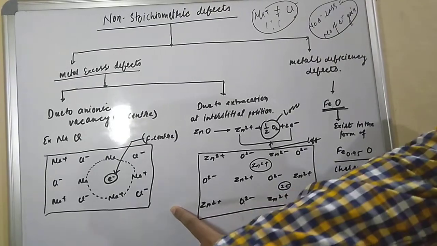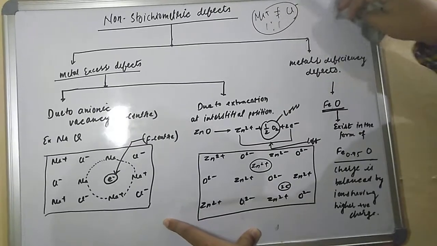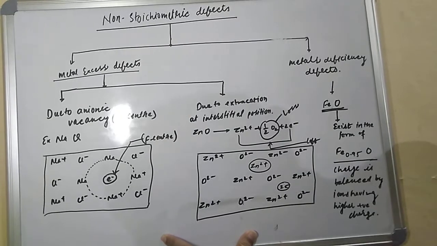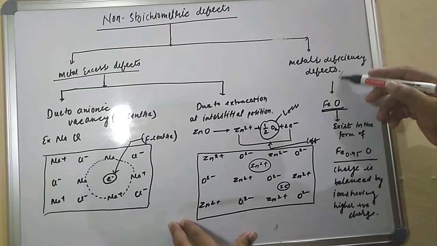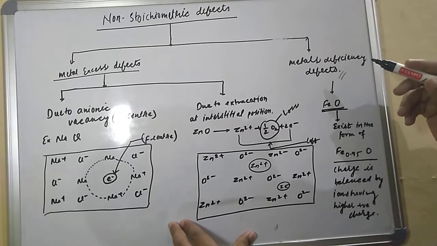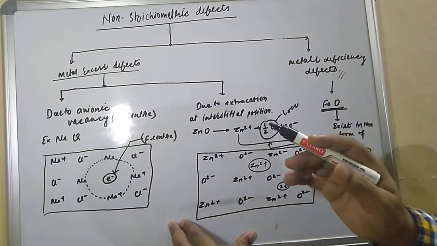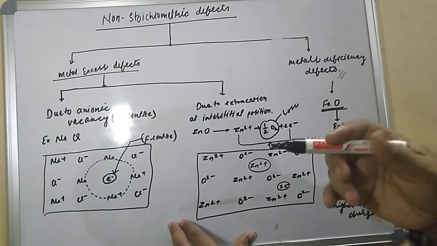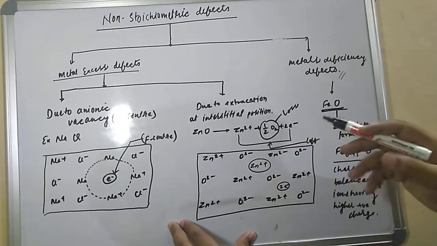So non-stoichiometric defects are of two types. First one is the metal excess defect and second one is the metal deficiency defect. What is metal excess defect? Metal excess defect means there is a more number of metal ions in the crystal lattice, while metal deficiency defect means the number of metal ions will be less. Now metal excess defects can be of two ways. First one is due to anionic vacancy, that is, an anion is missing, and second due to an extra cation at interstitial position.